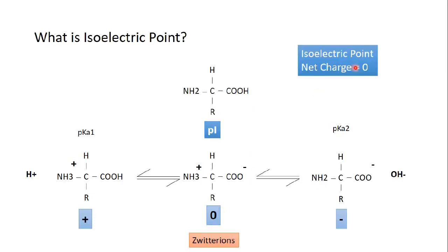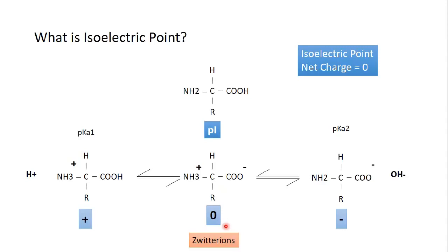This is what we call the isoelectric point. The net charge of the amino acid will be zero. The same is applicable to proteins. Now, you might think that the isoelectric point of a protein is a pH at which all the amino acids in the protein hold a zero charge. This is not true. This is not right.